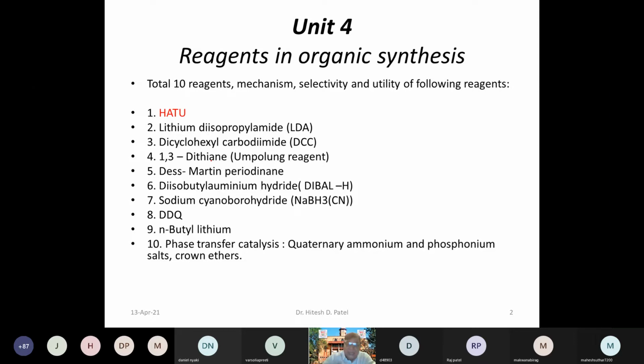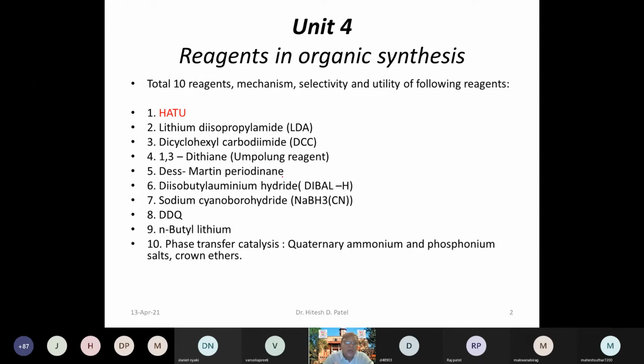As I said, in the carbonyl group, the carbon is electropositive, meaning electrophile. But by using this reagent, we can convert it into a nucleophile. We will see how we can change the polarity or the characteristic of the particular atom. Then the next one is DMP, Dess-Martin periodinane.